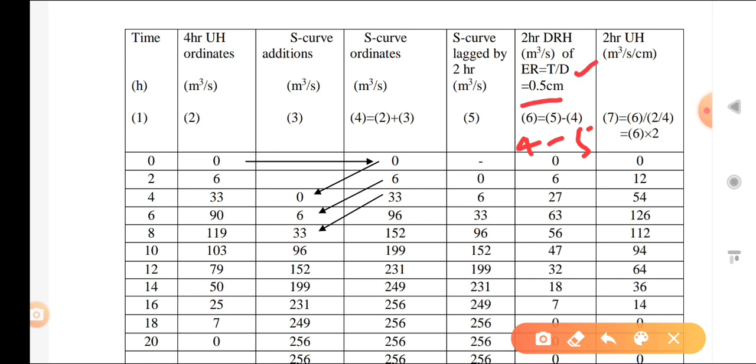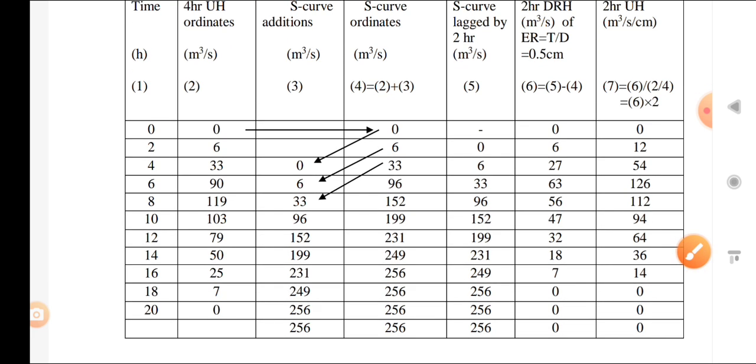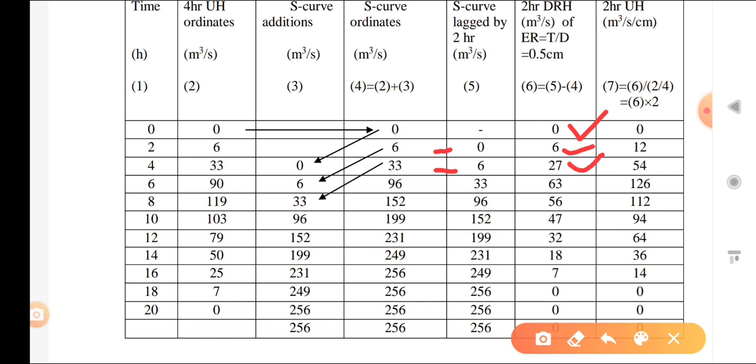0.5 centimeter. When you take the difference, 0 minus nothing is 0, 6 minus 0 is 6, 33 minus 6 is 27, 96 minus 33 is 63, 152 minus 96 is 56, 199 minus 152 is 47, 231 minus 199 is 32, 249 minus 231 is 18, then 256 minus 249 is 7, and 256 minus 256 is 0, and again 256 minus 256 is 0.